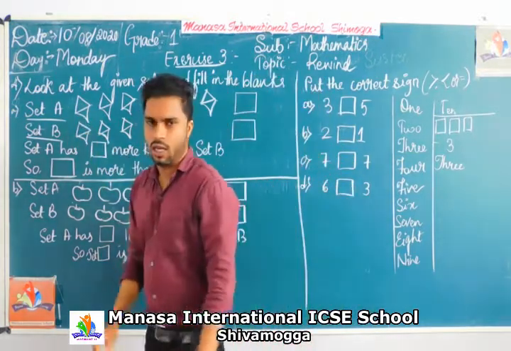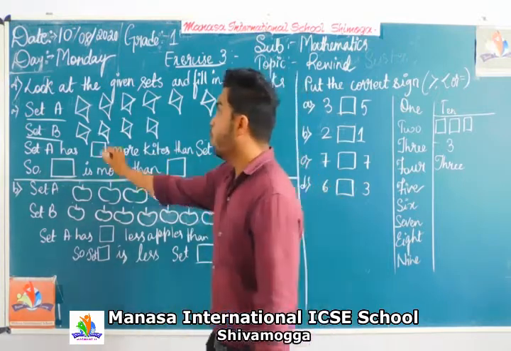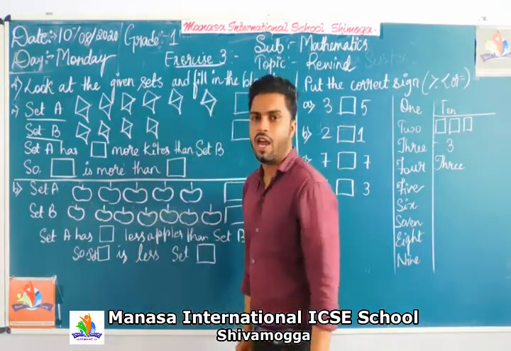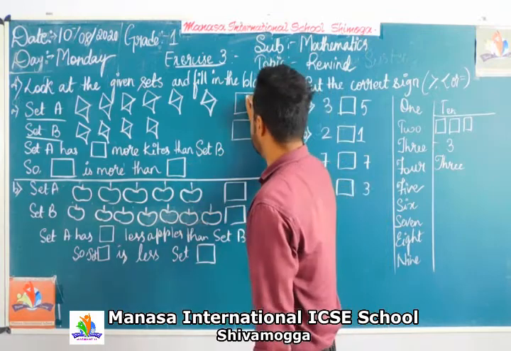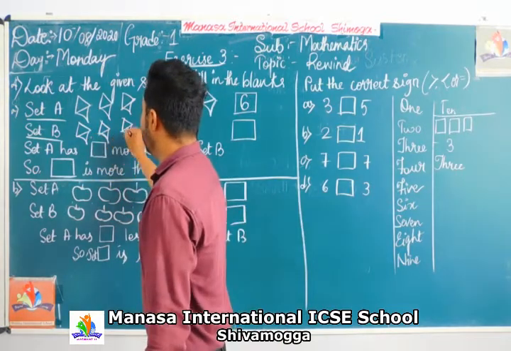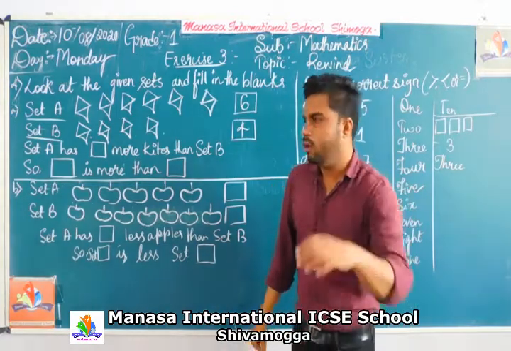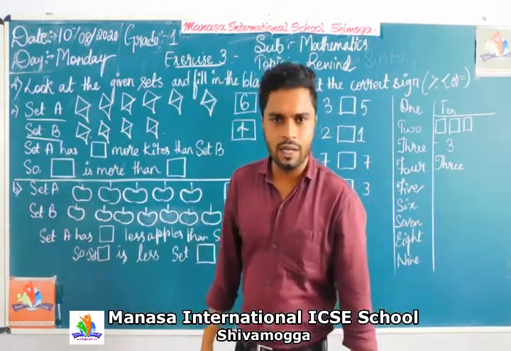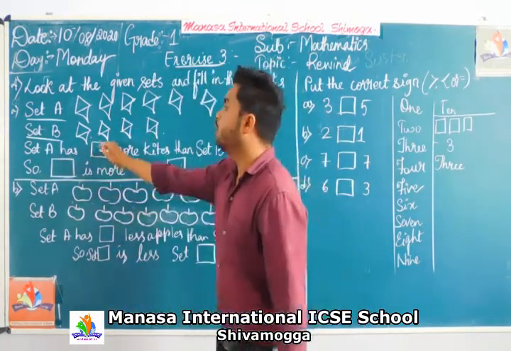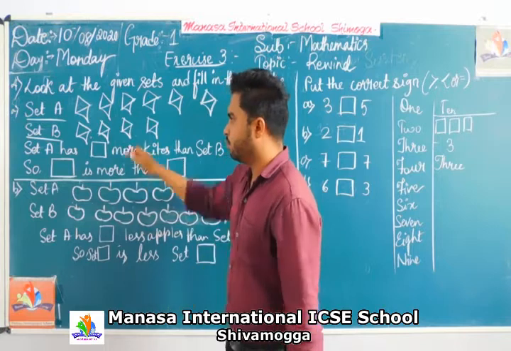First we will see set A. We will count how many kites we have: 1, 2, 3, 4, 5, 6. We have 6 kites. Next, look at set B: 1, 2, 3, 4. How many do we have in set B? 4. Now, they have given a sentence. You see the sentence: Set A has dash more kites than set B. See, here we have 4 in set B.